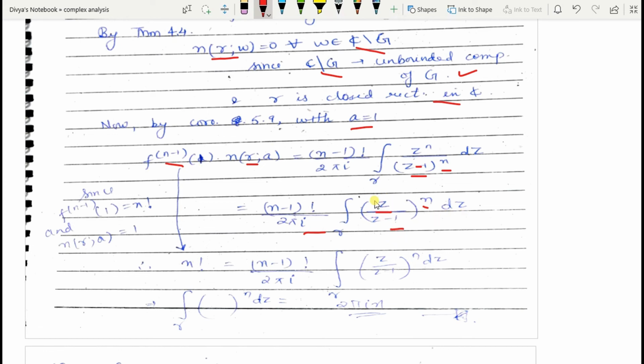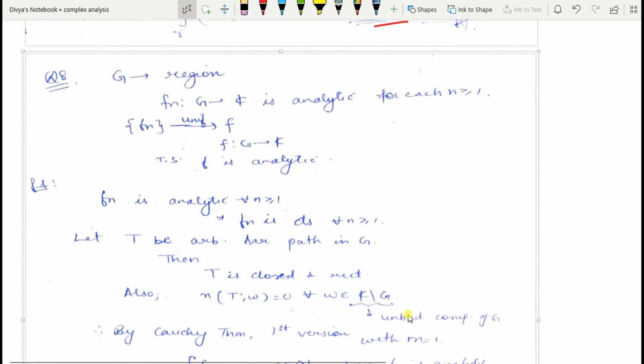Now, the left hand side is f^(n minus 1). Our function f is z to the power n. The nth derivative of f at 1 would be n factorial, and the index is 1, so the left hand side is nothing but n factorial. The left hand side is n factorial, the right hand side has n minus 1 factorial. We will cancel this out, so the integral is nothing but 2 pi iota n. Clear? Any doubt?